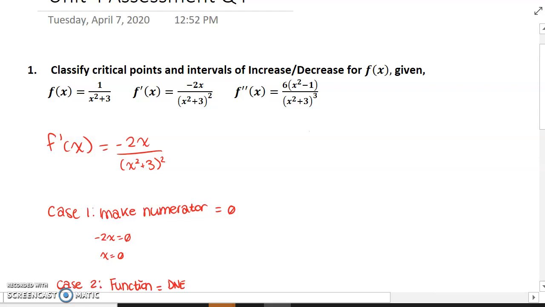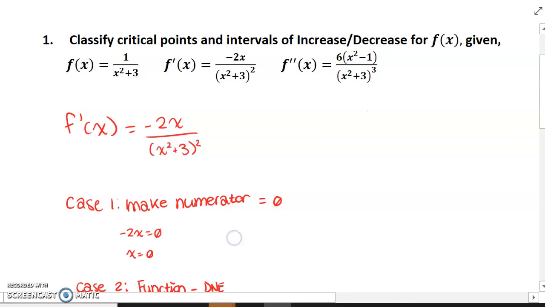So for me, the second derivative wasn't really important for what I was trying to look for, because I was classifying the critical points and intervals of increase and decrease, and I wasn't going to use the second derivative test, so I chose to not really use the second derivative in my work.